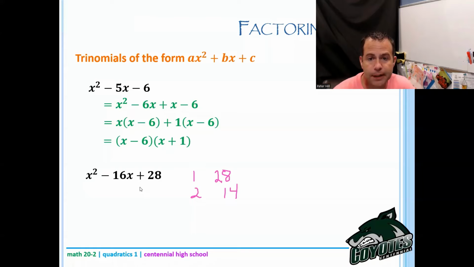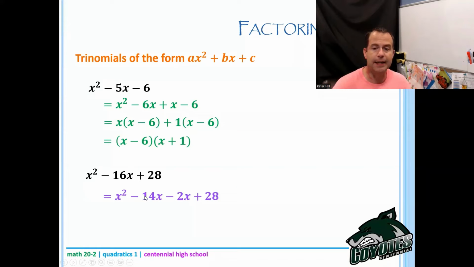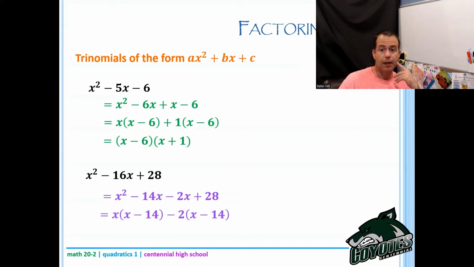Okay, so I found my friendly numbers. I'm going to decompose my negative 16x into the negative 14x and the negative 2x. Okay, now I've got those four terms. I'm going to factor the front two, factor the back two. Out of the x squared minus 14x, I can take out an x and I'll be left with x minus 14. Out of the negative 2x plus 28, a reminder, when the front term is negative, you should always factor the negative out. So I'm going to take out a negative 2, and then that's going to leave me with x minus 14.